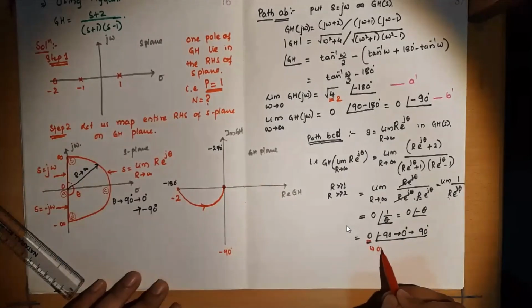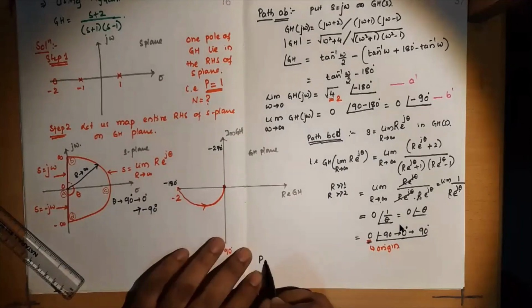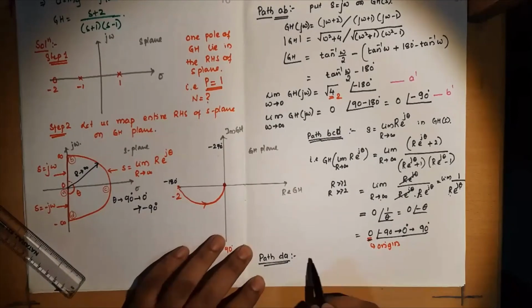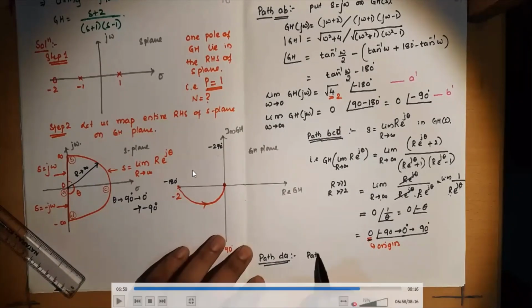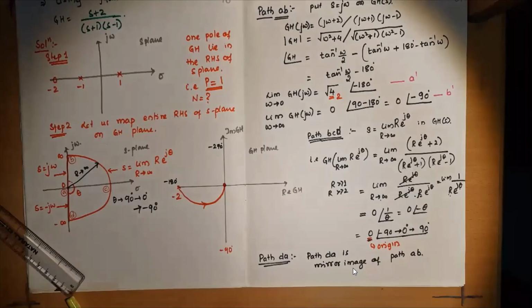So zero magnitude is nothing but the origin. So it is just a dot. Whatever the angle it shows, it is ignorable because magnitude is zero. So there is no curve or any shape here. It is just a dot. So the entire curve BCD has been mapped into a dot here. That is the conclusion. And the last one, path DA. So path DA is the mirror image of path AB. This much write up is sufficient.